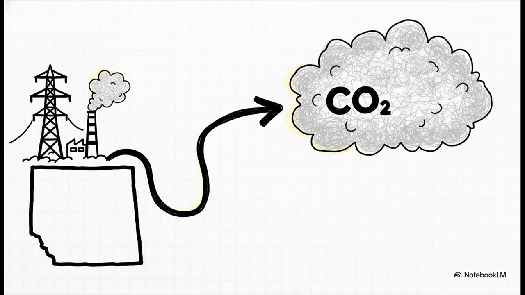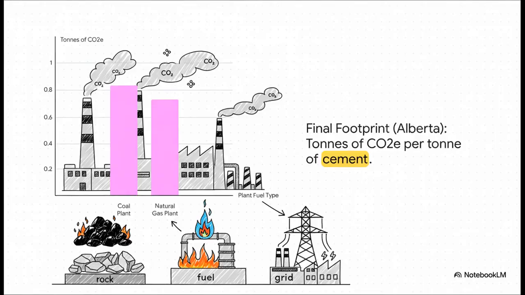Now, the carbon footprint of that electricity really depends on the local power grid. So for our example, let's use the grid in Alberta. With what's called an emissions factor of 0.55 kilograms of CO2 for every kilowatt hour, that electricity adds a final 0.06 tons of CO2 to our total for every ton of cement. And there you have it. This is our complete, real-world carbon footprint for a ton of cement made in Alberta. It's about 0.84 tons for a coal-fired plant and 0.74 tons for a natural gas plant.